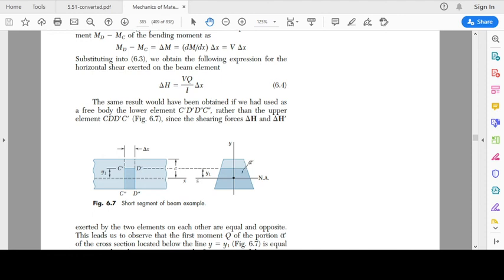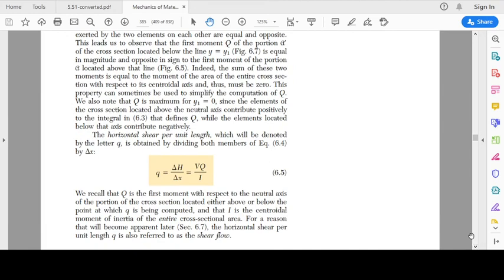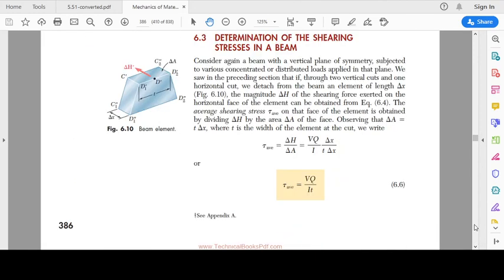Thickness is going to be along Z. Along Y is known as the depth of the beam. So we divide delta H by delta A, and delta H was equal to VQ over I into delta X, and delta A is equal to delta X multiplied by the thickness of the beam, which is T. So T into delta X is the area over which this horizontal shear is acting. When we divide, this delta X cancels, and we have VQ over IT. So this is the average shear stress which is going to be acting on the beam, VQ over IT.